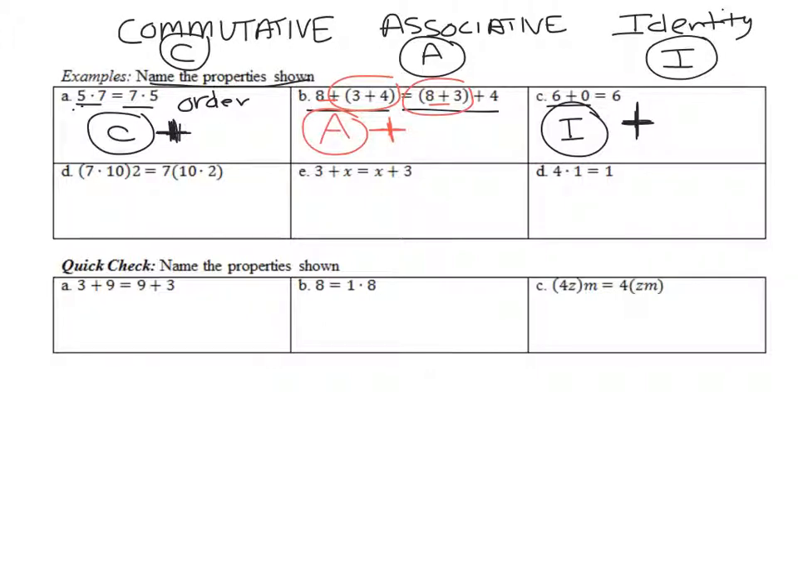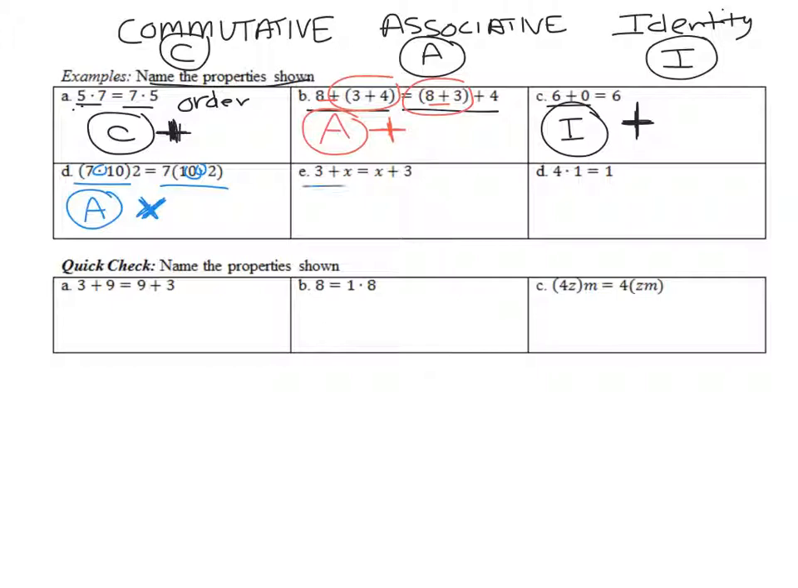D. Well, how is the left-hand side different than the right-hand side? Well, it looks like I'm changing the grouping. So it's associative, and then I'm using multiplication symbols. So it's the associative property of multiplication.